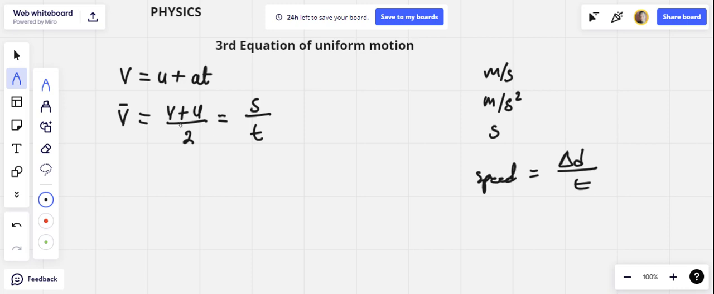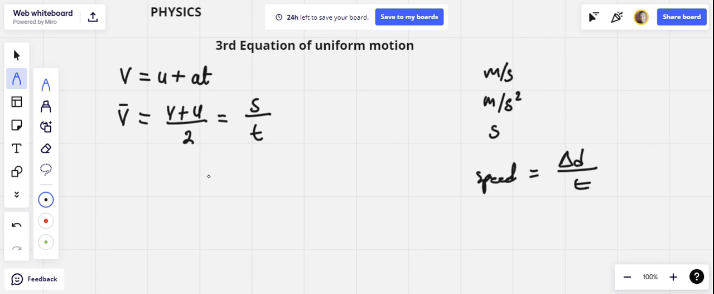The reason we use displacement for velocity is because velocity takes into consideration the direction of motion and is a vector quantity. Vector quantities are quantities that have magnitude and direction. Scalar has magnitude, no direction. Example, speed, but velocity is a vector. So average velocity is what? Final velocity plus initial velocity, everything over 2, which is the same thing as displacement over time. So we proceed.